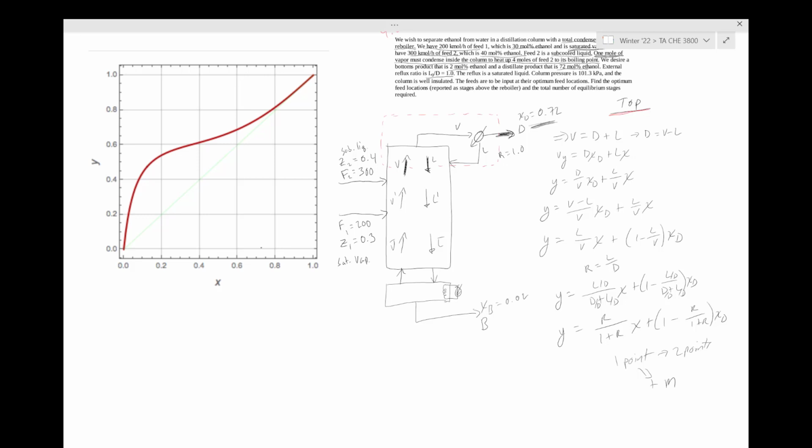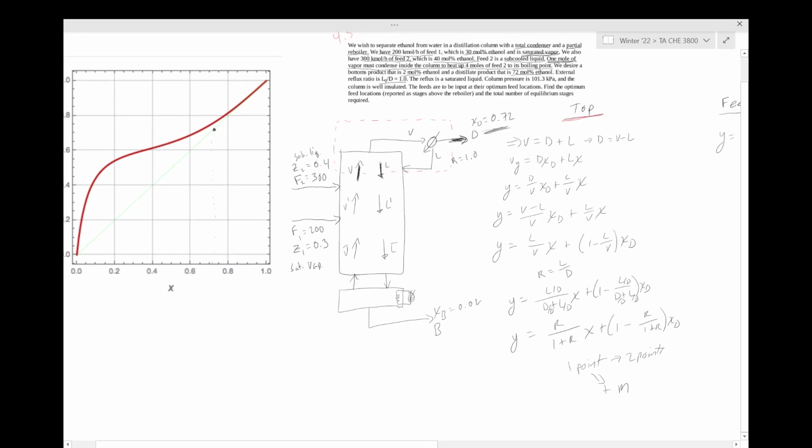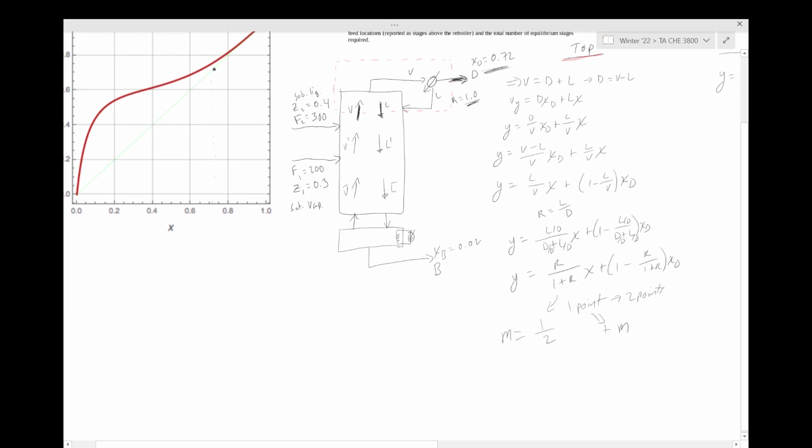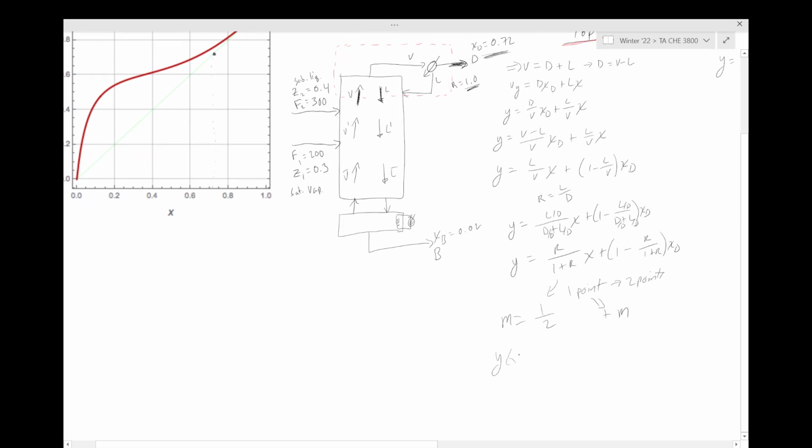So to do that, we'll go to 0.72. So that's one point. Then what we're going to need is either the slope or the intercept. You can do anything you want here. We know our reflux ratio was given as 1. If we plug that in here, we can get that our slope is equal to 1/2. We can also find our y-intercept, which is just x equals 0. And that's going to be 1 minus 1/2 times our x distillate, which is 0.72, which would just be equal to 0.36.